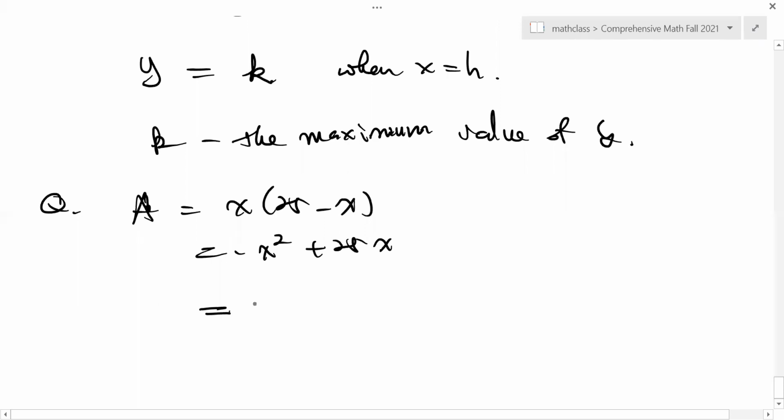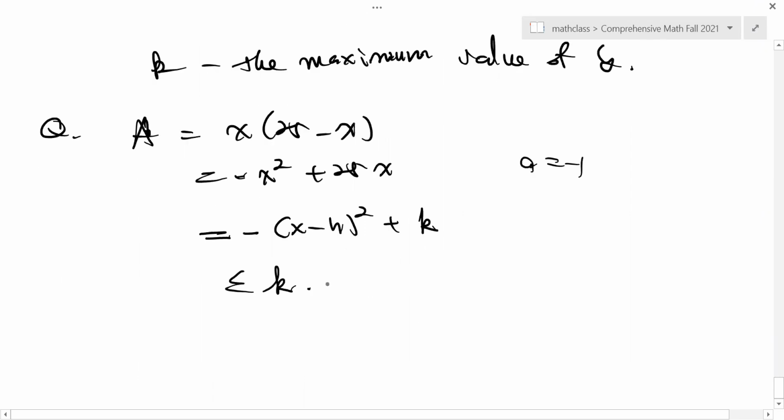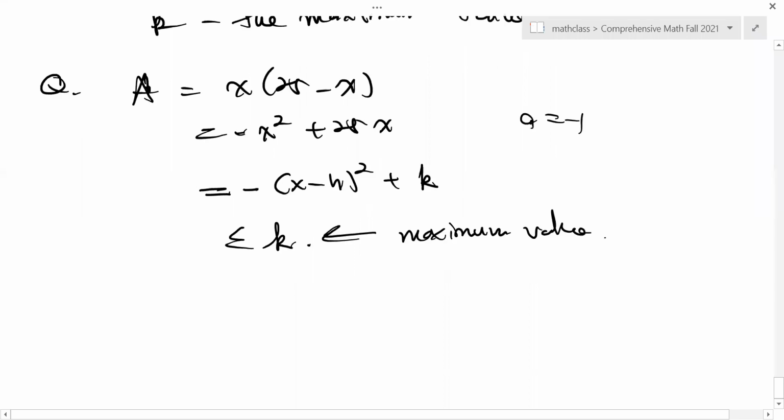And that is going to be negative (x minus h) squared plus k. Here a is negative 1. So clearly, if you can determine the constants h and k, then you get the maximum value, because this is always less than or equal to k. Okay, k is the maximum value. So all I have to do is find h and k. If you forgot the formula, that's fine. Just multiply this out.